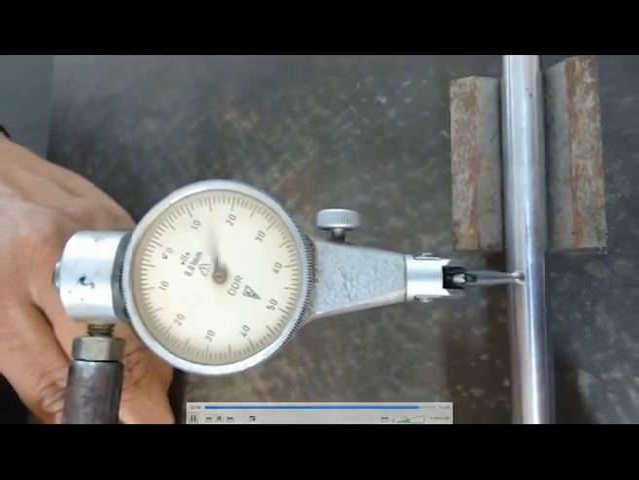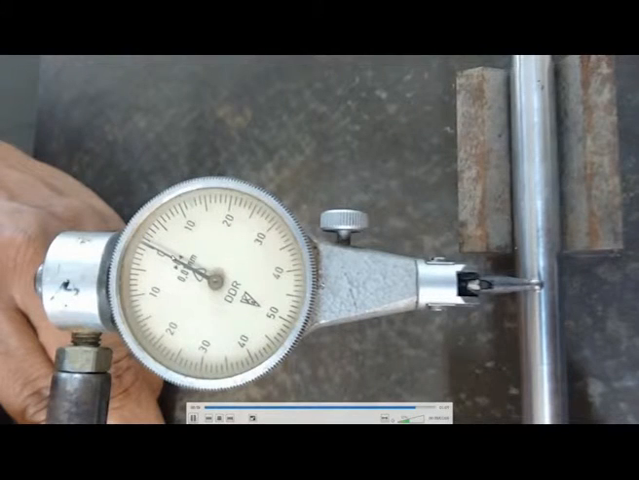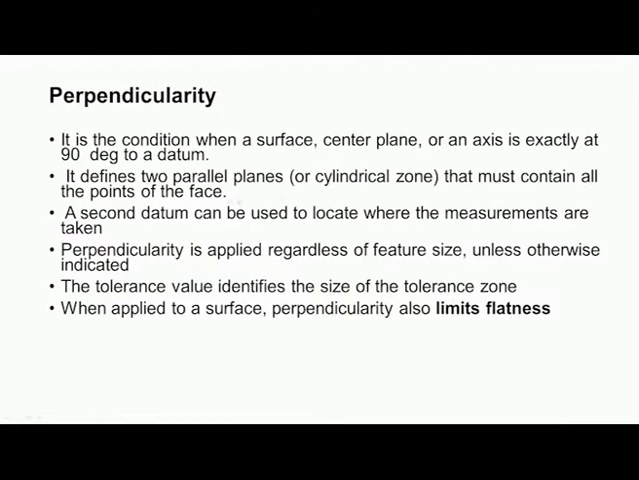So, we have to see the maximum reading here, and then take that reading. Now, you can see here it is 0. So, like this at different positions we have to take the readings and then we can find the straightness.